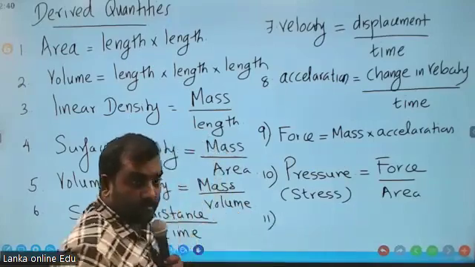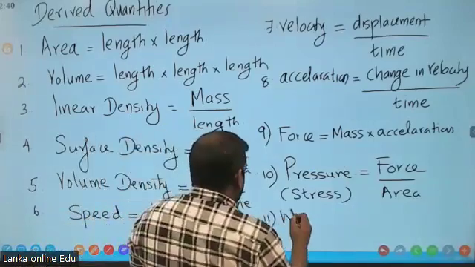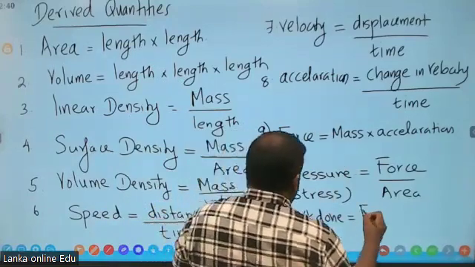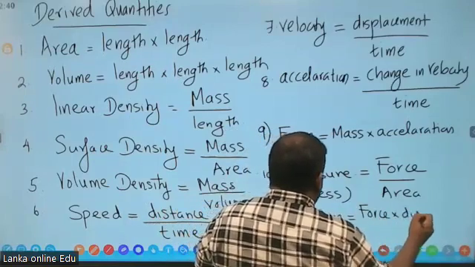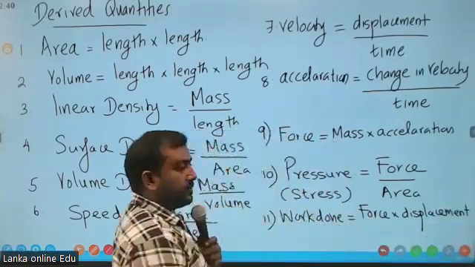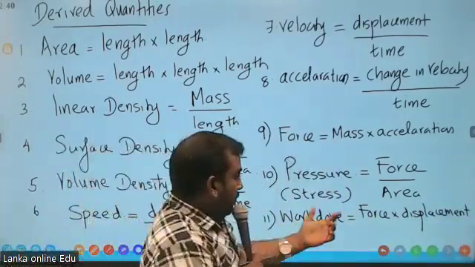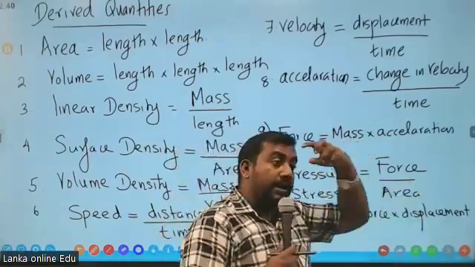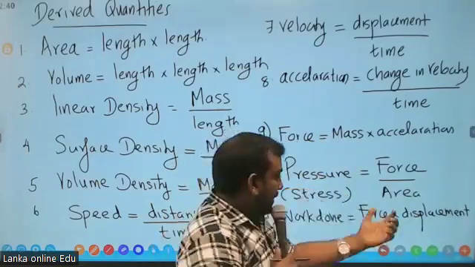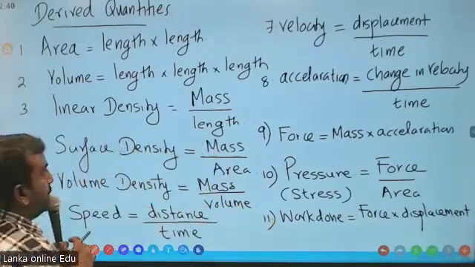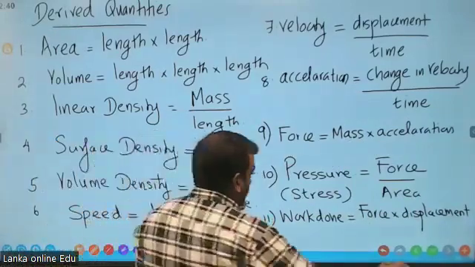Next one. Work done. Work done is force multiplied by displacement. Right. Force I can find using fundamental. Displacement is a length anyway. So fundamental, this is derived. Fundamental, we have a derived quantity. Okay. Right. 12th one.